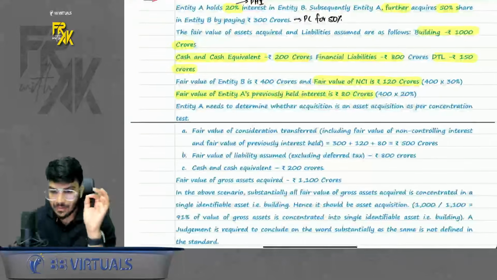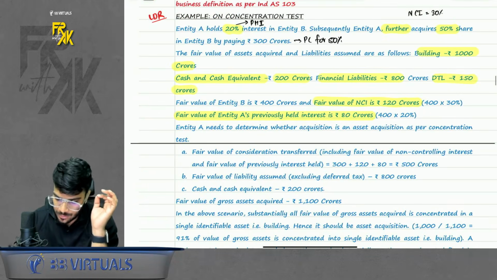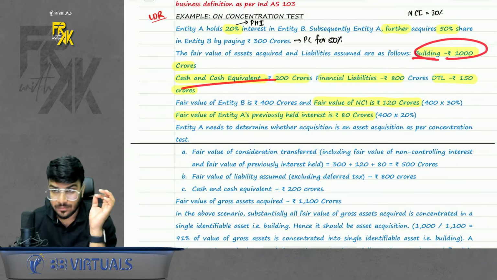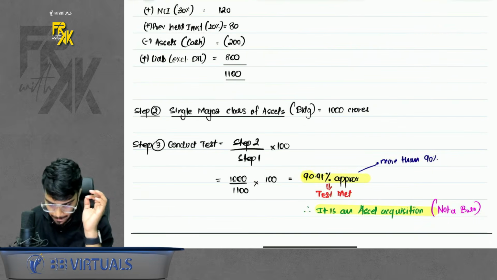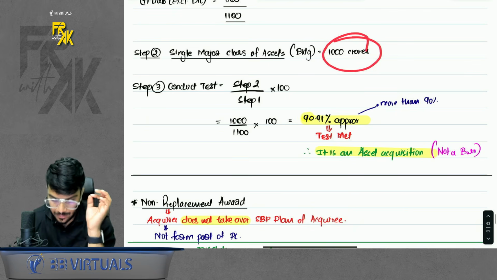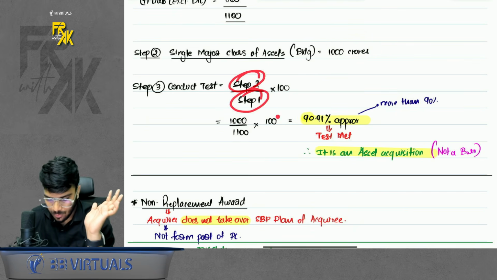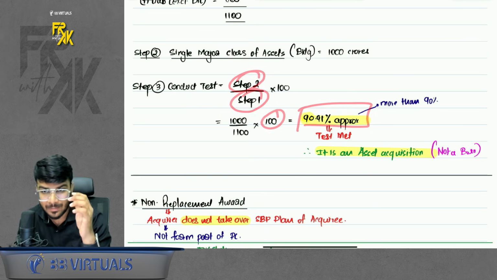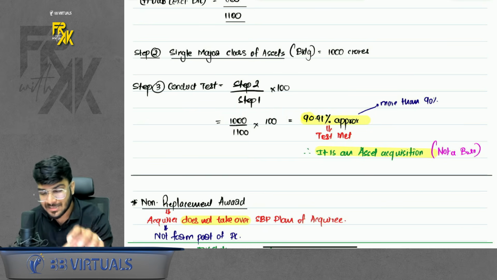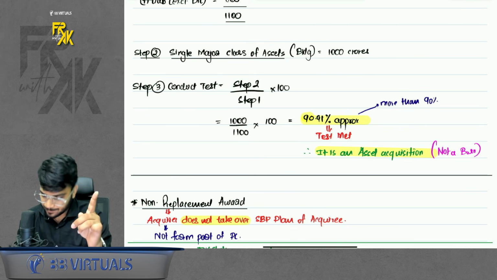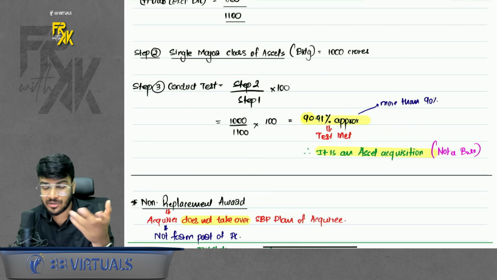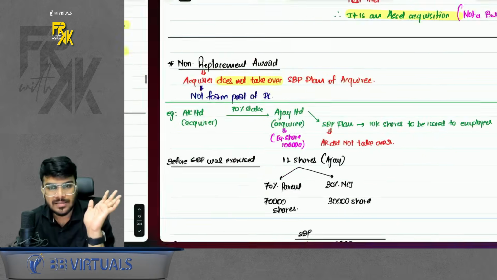Then single major class of asset. There are only two assets given. The highest value is building 1000. Take that value 1000. Then step number 3, take the lower amount divided by the higher amount. Simple. So step 2 divided by step 1 into 100, you get an answer of 90.91%. That means 90.91% PC is paid for only one asset. So it is an asset acquisition, test is met. Simple. Guys, are you getting this point?